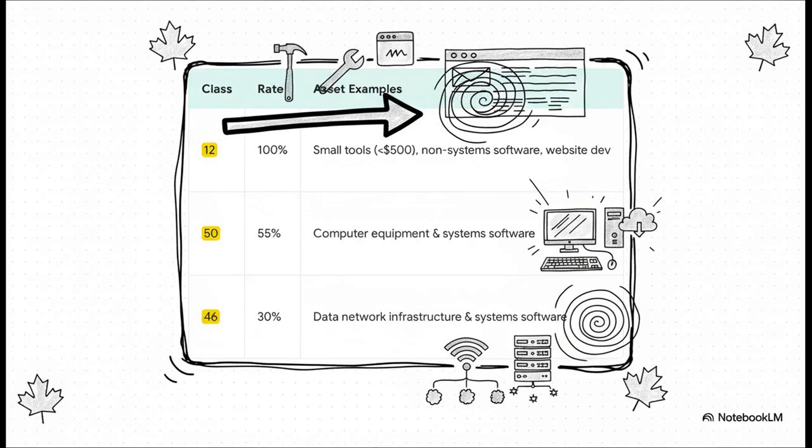Just look at Class 12, a 100% write-off in the first year for things like application software, website development costs, and even small tools under $500. For the computer hardware itself, Class 50 offers a very rapid 55% rate, and the digital backbone, your data network equipment, falls into Class 46 at 30%.